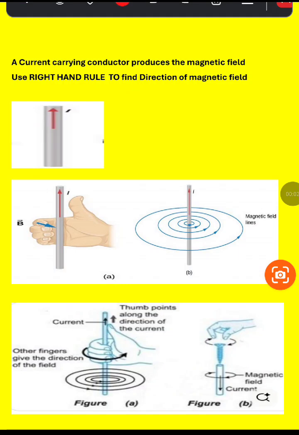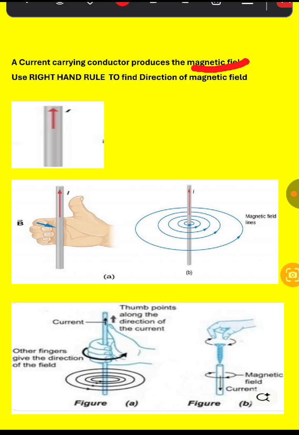Look at electromagnetism, right? We are saying it. This is a discovery. A current carrying conductor will produce a magnetic field. This is a fact that we need to know, right?